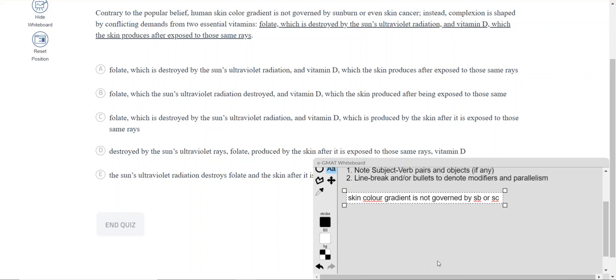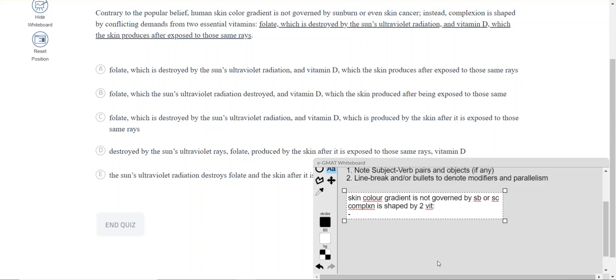There's a semicolon here, so I'm going to start a new line. Instead, complexion is shaped by conflicting demands from two essential vitamins. So I'm going to say complexion is shaped, which is the verb, by two vitamins, which are the objects. And there's a parallelism following vitamins. So I'm going to take that on a new line and have bullets here.